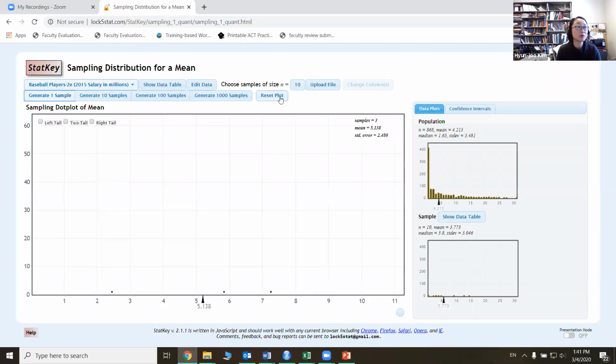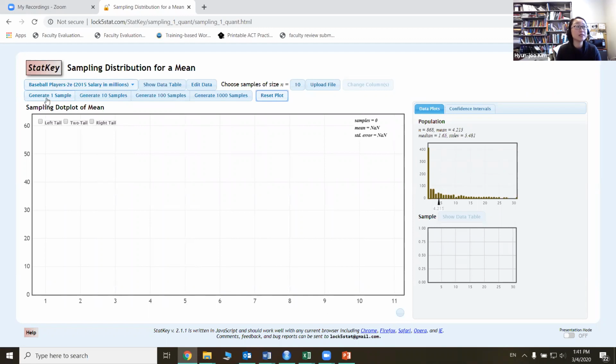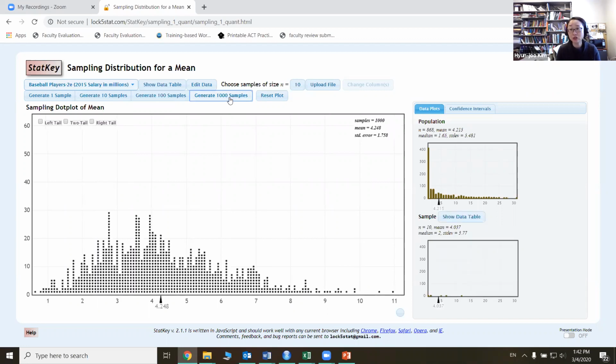Go back here. So I'm just going to reset here. And then instead of clicking this button 1,000 times to get 1,000 samples, you can click a button called generate 1,000 samples. It will take less than a minute to generate 1,000 samples, but the idea is exactly the same. They get the sample, calculate the sample mean, and put one of the dots here, right? And they do another sample, calculate the sample mean, and put the dot there. And then they do this thousands of times.